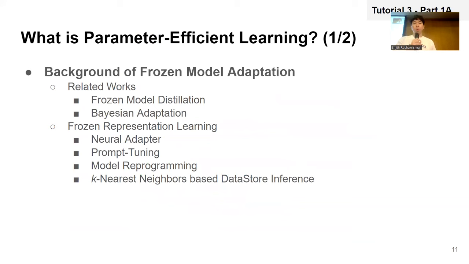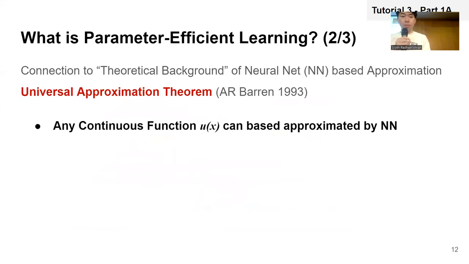Cool. So what is parameter efficient learning? First of all, we're going to have some background on frozen model adaptation, and we're going to talk about how this frozen representation learning works in terms of adapter, prompt tuning, and neural reprogramming. So first, I think most of you are not coming from a theoretical background.